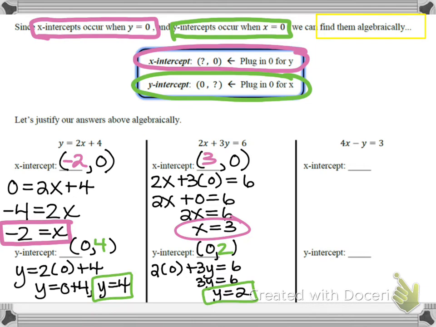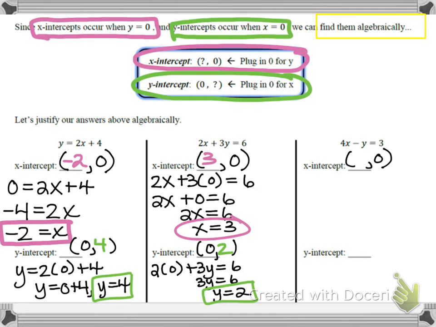Now let's look at 4x minus y equals 3. Remember, this was the graph that gave us an inconclusive X-intercept because we weren't sure exactly where it was crossing on the x-axis. We narrowed it down to somewhere between 0 and 1 on the x-axis, but our algebra skills will help us identify it more accurately.